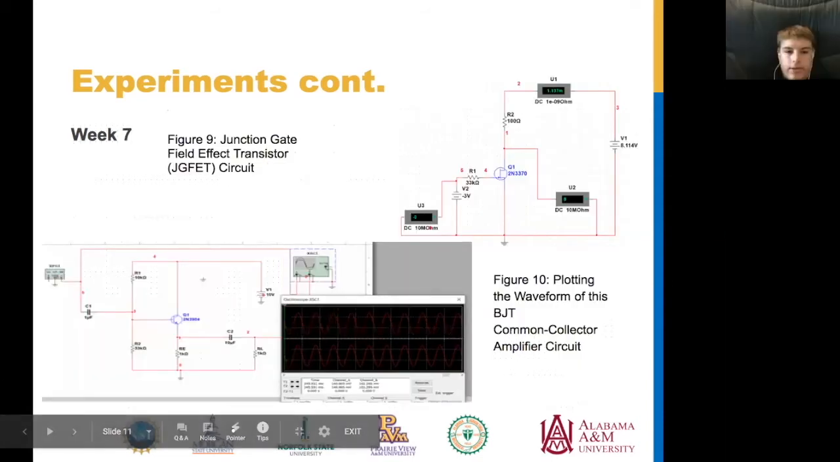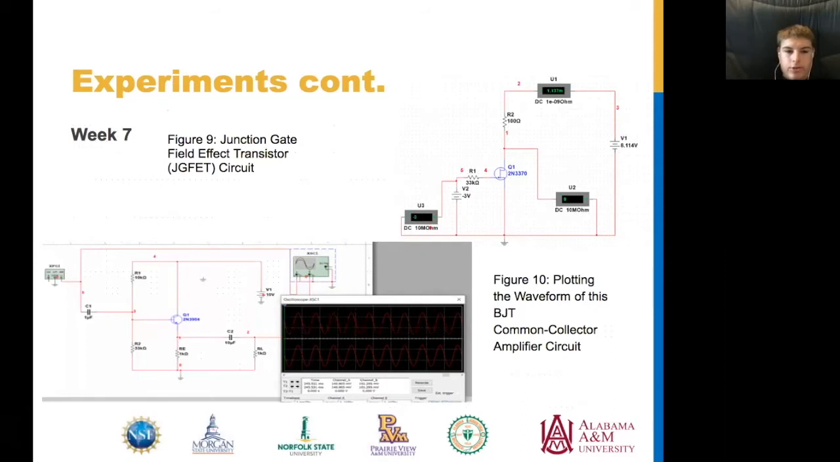In week 7, we went over JFETs, which are Junction Gate Field Effect Transistors, and we went over BJT Common Collector Amplifiers. Bottom left is a picture of a JFET circuit that we went over, and top right is a picture of the BJT Common Collector Amplifier.